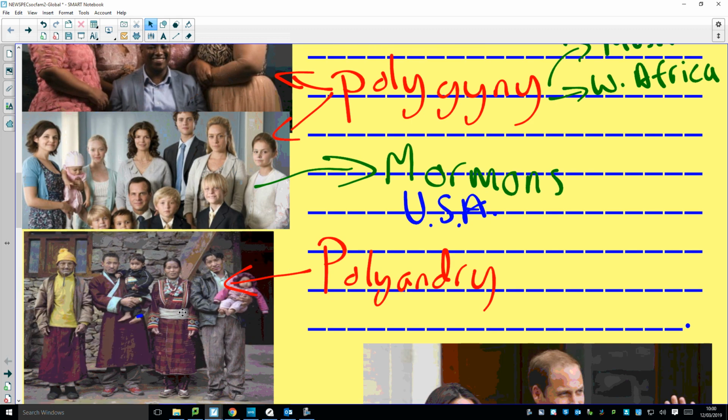Polyandry is much rarer, where a woman has many husbands. The best example to the key words is in the Yimbus tribe in Nepal. A woman marries a set of brothers, so the land is not subdivided. And she has to have a child via each brother to keep everything happy. But it's very rare, polyandry.